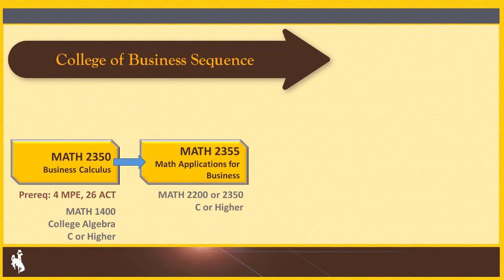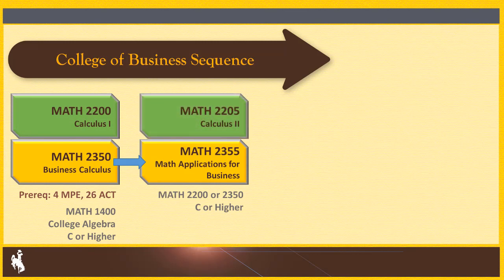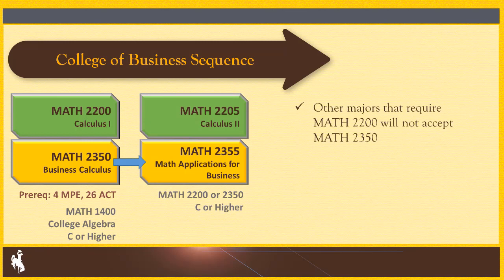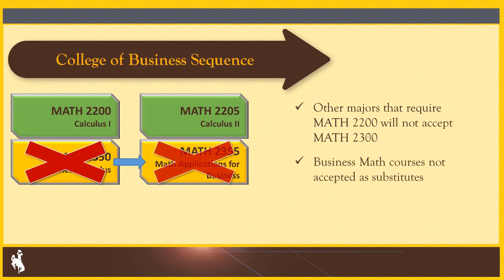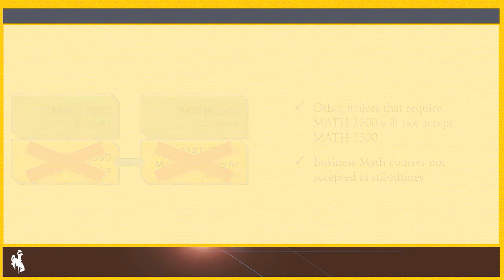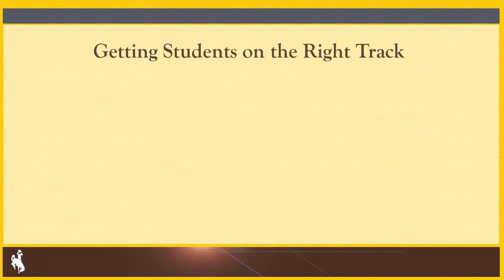Students do have the option of substituting Math 2200 Calculus 1 for Math 2350 and Math 2205 Calculus 2 for Math 2355. However, other majors that require calculus, like biology, will require students to take the general calculus classes and will not accept the business-specific math classes as substitutes. Because math selection can be so major-specific, it is important to discuss these complexities with the student.